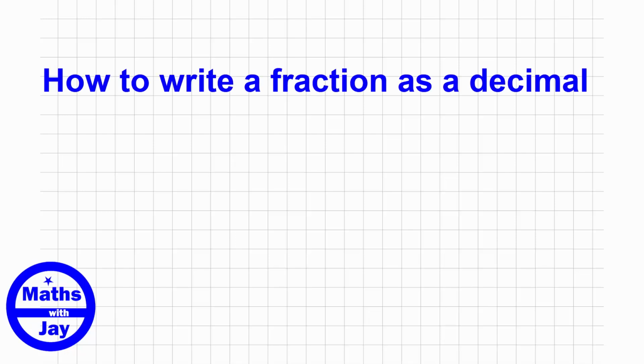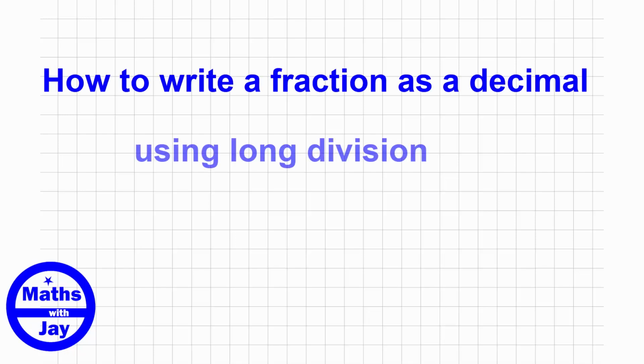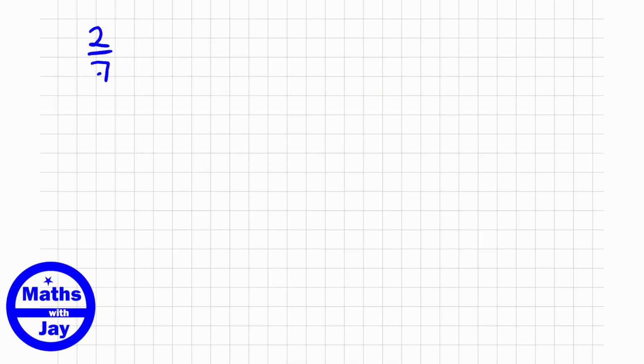We're going to have a look at how we can write a fraction as a decimal by using long division. So let's have a look at the fraction 2/7. Obviously, if you have got a calculator, you could work this out very easily, either using a fraction key or by division. So 2/7 means 2 is being divided by 7.